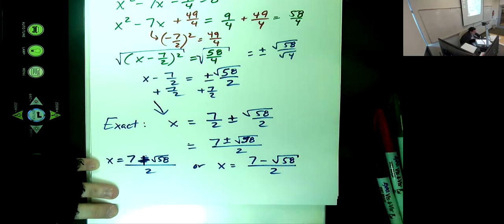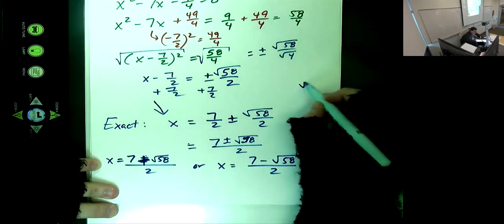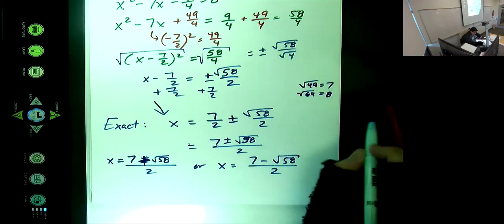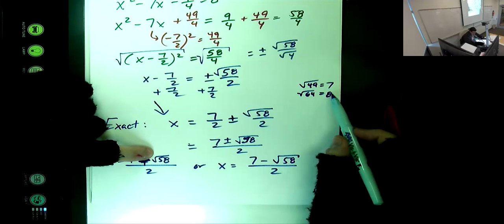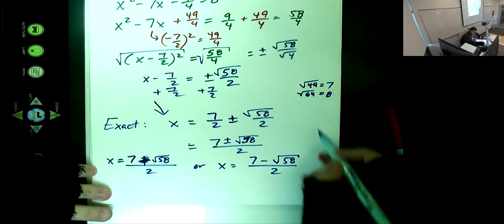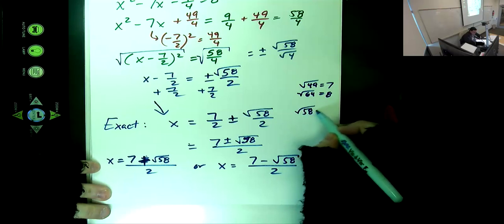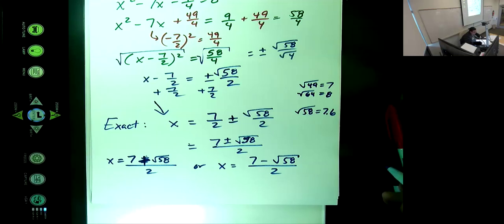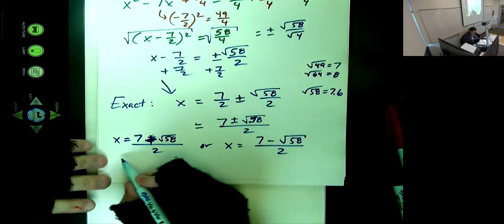So if you need actual decimal numbers: square root of 49 is 7. Square root of 64 is 8. And this 58 is closer to 8 than 7. I'm gonna guess it's approximately 7.6. Anyone got a calculator? Tell me if I'm right. Maybe 7.7 to be round. For 58... 7.615. 7.6, okay, we'll leave it at 7.6.